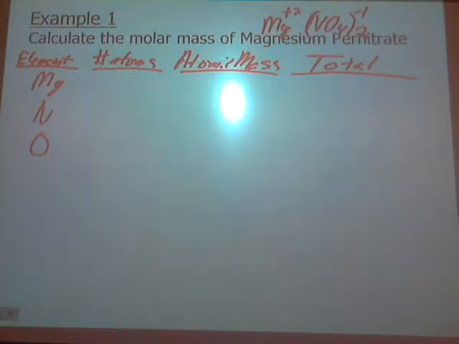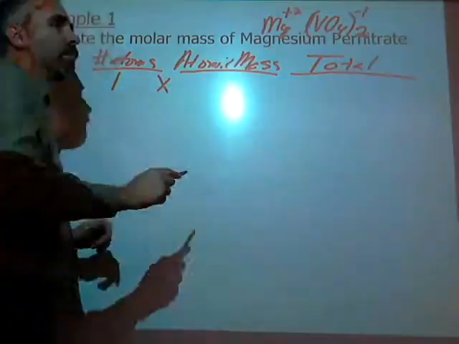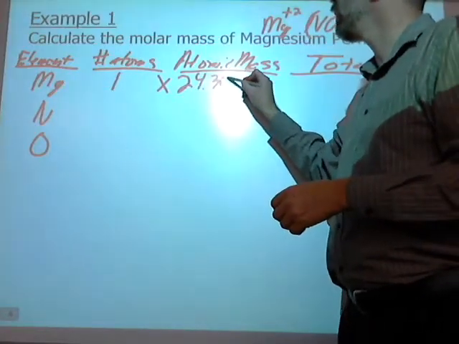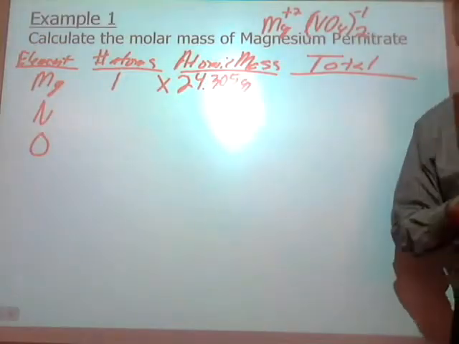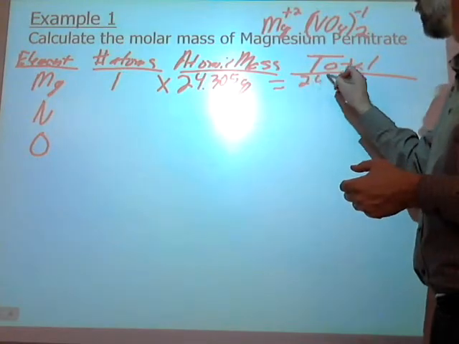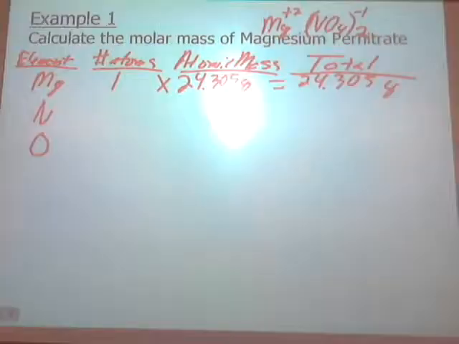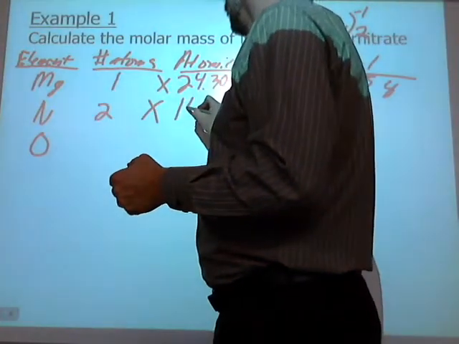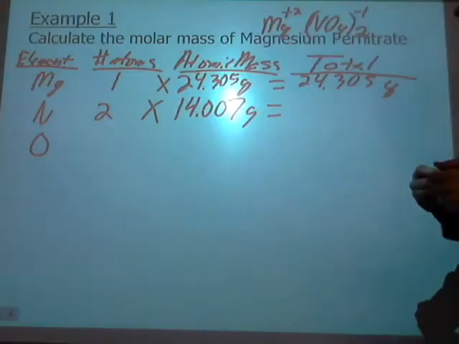How many Mg's do I have? 1. What's the atomic mass of magnesium? 24.305. And you will be surprised by the time you get done with this year how many of these stupid atomic masses are going to be stuck in your head. Equals 24.305 grams. And how many N's do I have? 2. 2 times 14.007 grams.